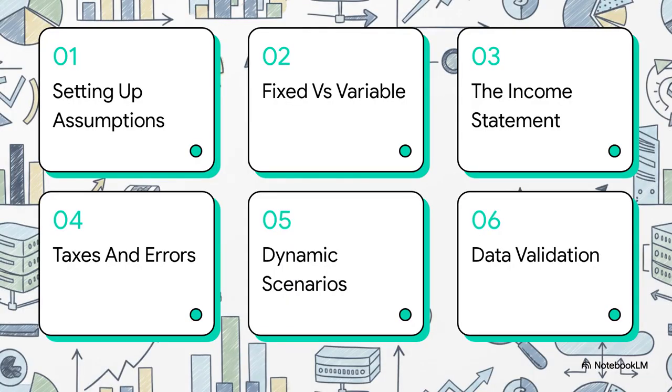1. Setting up assumptions. 2. Fixed versus variable expenses. 3. Building the income statement. 4. Handling taxes and errors. 5. Creating dynamic scenarios. And finally, 6. Bulletproofing the whole thing with data validation.